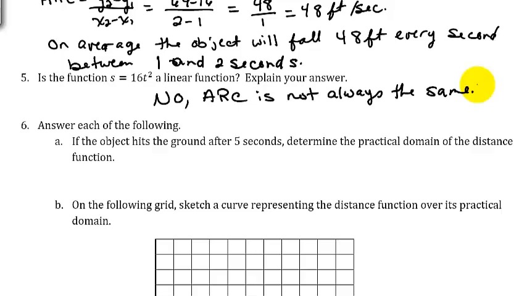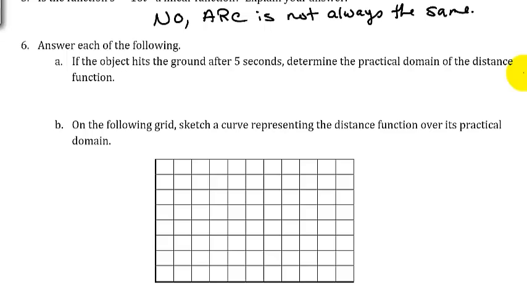In order for something to be a linear function, the average rate of change would always have to be the same no matter what two data points you choose to calculate the average rate of change.